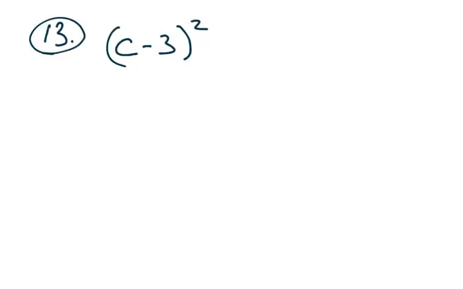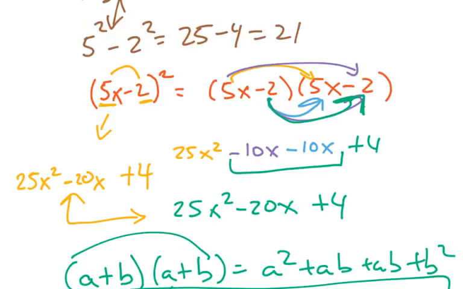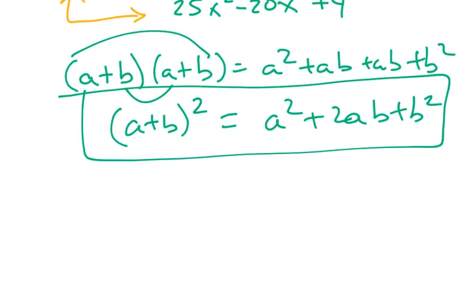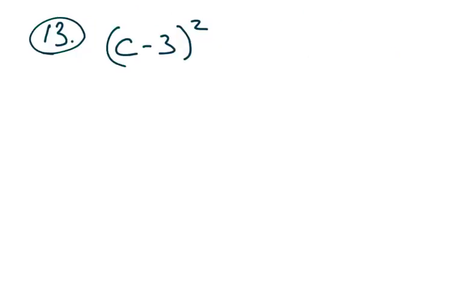But moving right along, I wanted to go ahead and try to use what I just mentioned. So what I said is that we square both of the terms, and in the middle it's 2 times the product of the two. So we'll square both of them, and the middle will be this times 2. So c times negative 3 is negative 3c, times 2 is negative 6c.